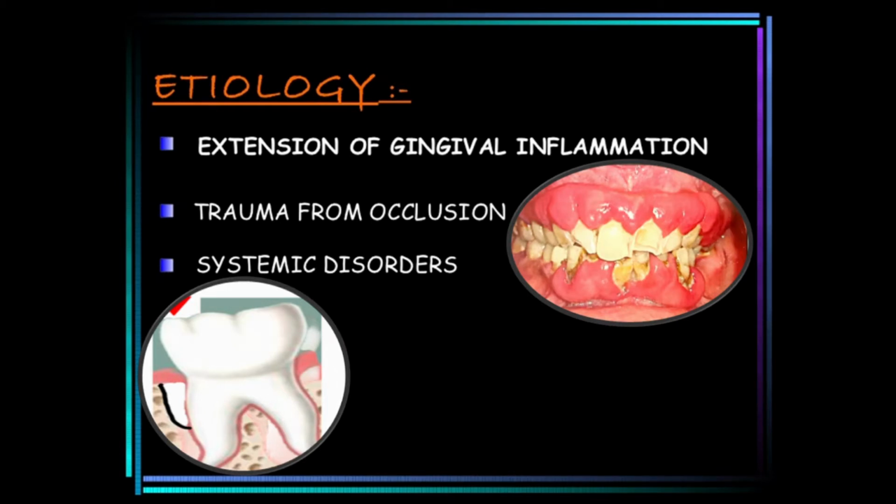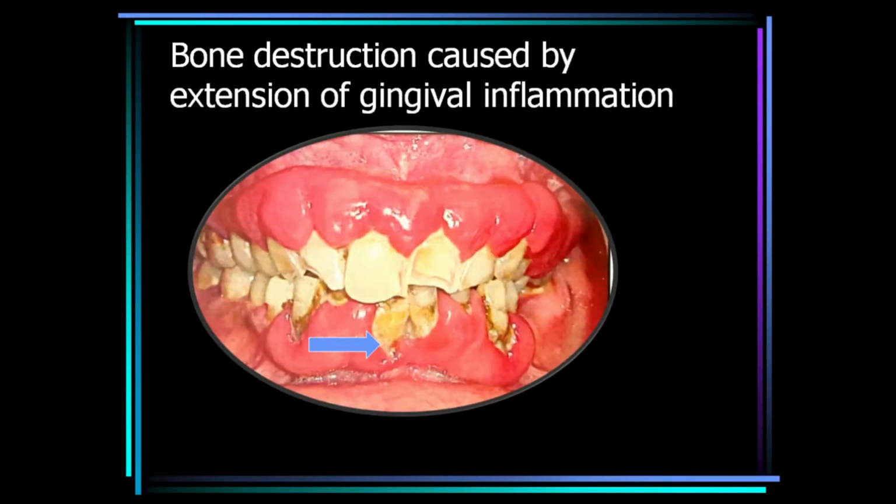Coming on to the etiology. The main etiology of bone loss is extension of gingival inflammation that is induced by dental plaque. The second etiological factor is trauma from occlusion, and the last is systemic disorders. We'll be discussing in detail bone destruction caused by extension of gingival inflammation, that is the dental plaque. So if dental plaque is getting deposited around the tooth and the plaque is getting matured, then the bone resorption will be there. Moreover, this is the most common cause of bone loss.